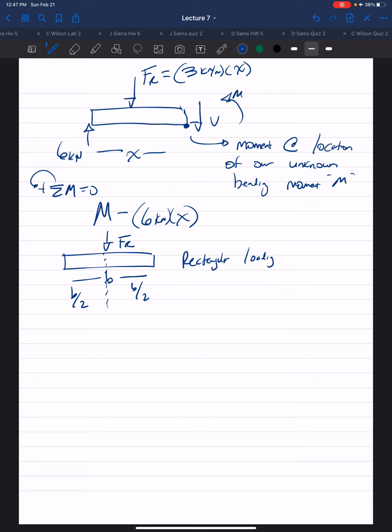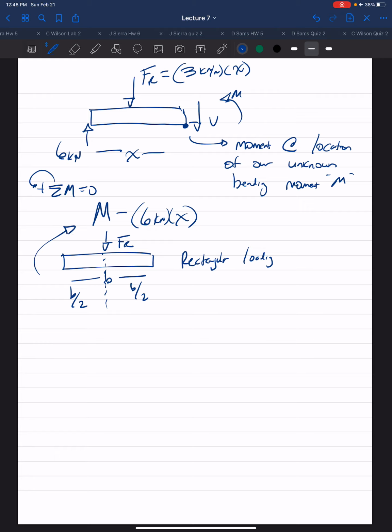The length is always b, and the distance on each side of where the resultant force is applied is that length b over 2. It's directly a half. Half on each side. So applying that here, where the resultant force acts to the right, it is counterclockwise, so positive rotation. So that'll be 3 times x. This is the force. So for moment, we need a perpendicular distance, which would be x over 2.